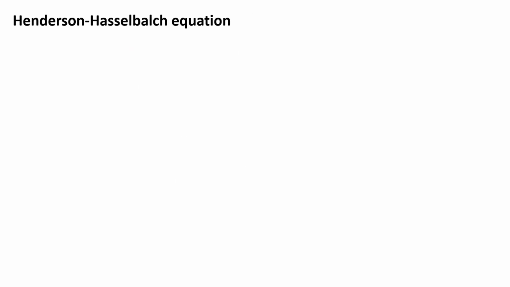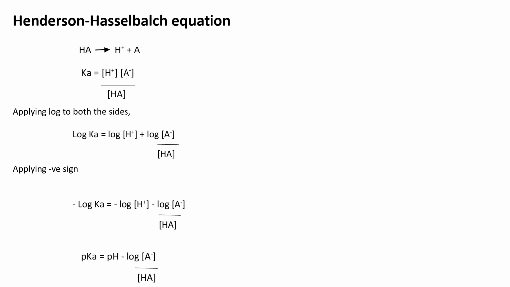Now, Henderson-Hasselbalch equation for weak acid. According to the equation, HA gives H+ and A-. The dissociation constant can be given by the formula Ka equals [H+] multiplied by [A-] divided by [HA]. Applying log to both sides, log Ka equals log [H+] plus log [A-]/[HA]. Applying negative sign, minus log Ka equals minus log [H+] plus minus log [A-]/[HA].